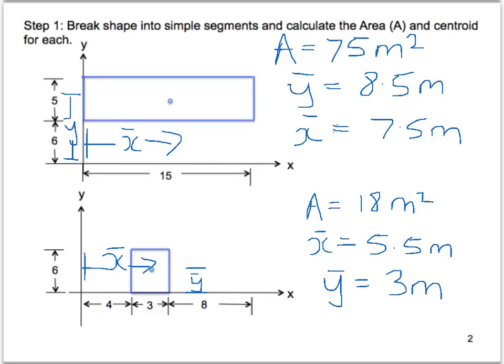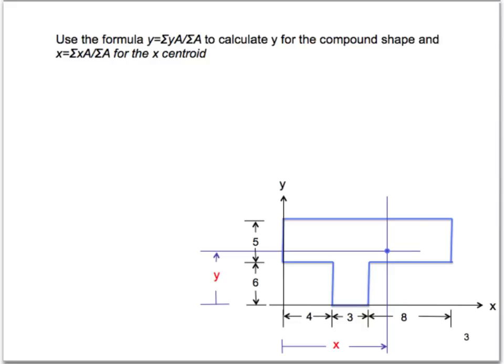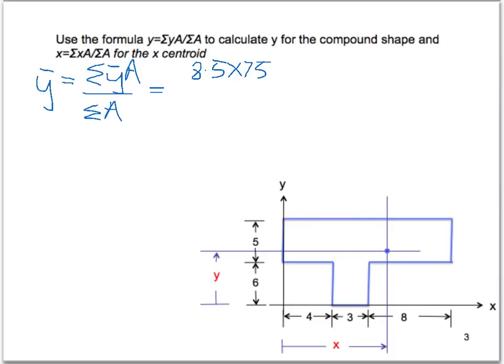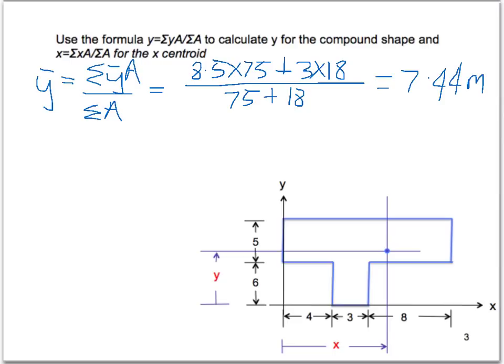So now that we have all these values, we can move on to the next slide to calculate our overall Y and X centroids. To calculate the overall Y centroid, we'll be using this formula, which is the sum of the Y centroids multiplied by the area of each shape divided by the sum of the areas. So this will equal 8.5 times 75 plus 3 times 18 all over 75 plus 18. This turns out to 7.44 meters. So that is this distance here.